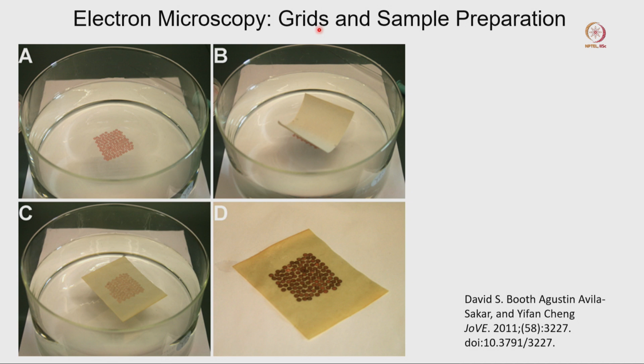In the next session, next class, I will talk about how you can coat those grids with a carbon layer, and then we will also discuss why we have to do the glow discharge before we add our sample, and then we will talk about the negative staining procedure.